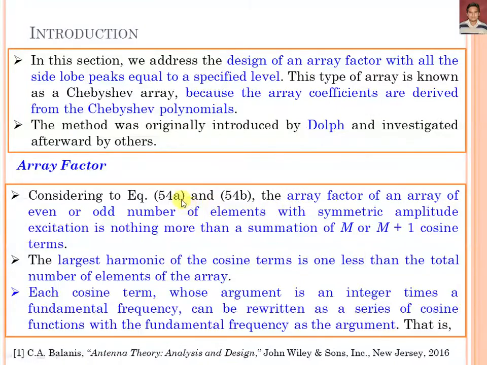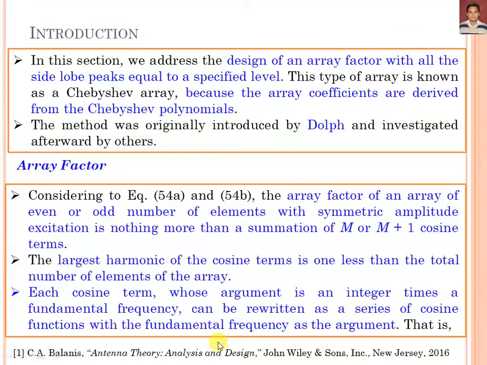So the array factor of an array of even and odd number of elements with symmetric amplitude excitation is nothing more than the summation of M or M plus 1 cosine terms. So the largest harmonic of the cosine term is 1 less than the total number of elements of the array. So we can say in the Dolph Chebyshev array, the number of elements in an array M is equal to total number of elements N minus 1, N being capital. Each cosine term whose argument is an integer times a fundamental frequency can be written as a series of cosine functions with the fundamental frequency.